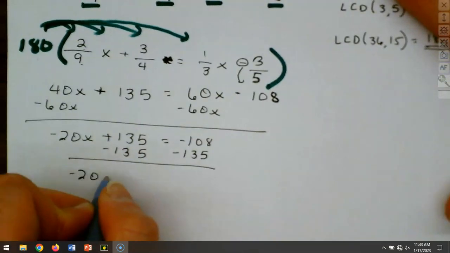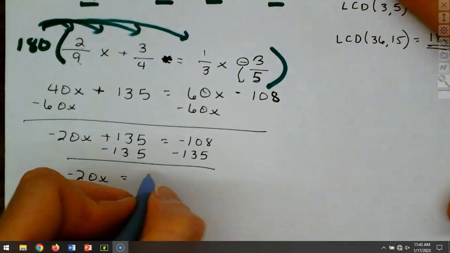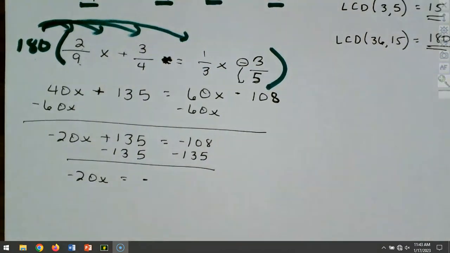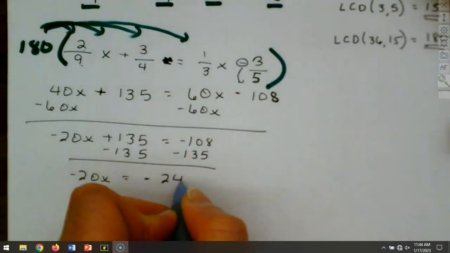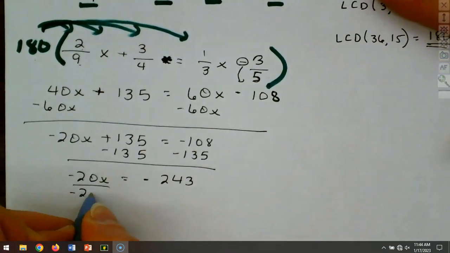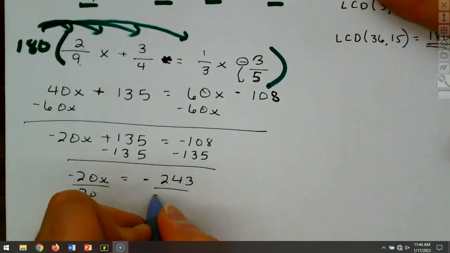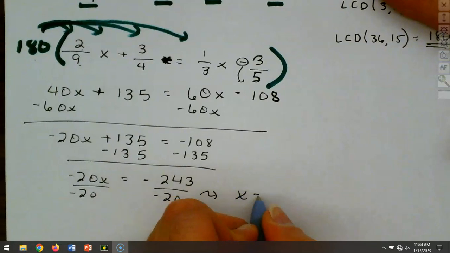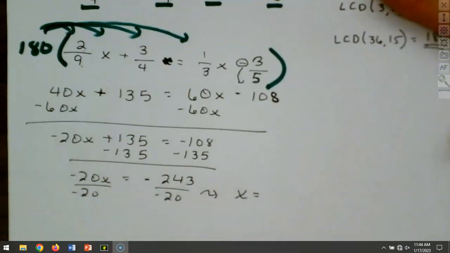And now we've got a minus 20x equals. Those go together. 108 and 135, they add together. They give you a minus 243. We'll divide by our negative 20 there. And what do we know about a negative divided by negative? Negative over negative makes it positive.